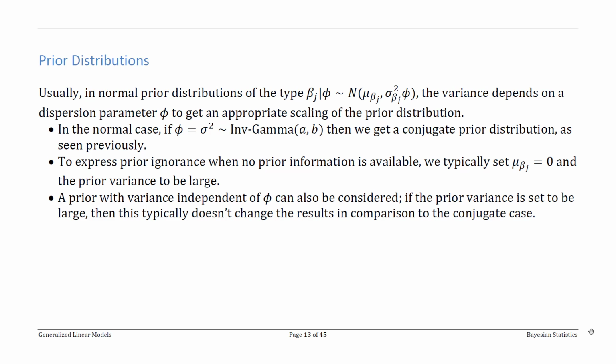So let's talk about prior distributions in the context of generalized linear models. It's very common for the prior distribution of our regression coefficients to be normally distributed with some mean and some variance that depends on sigma squared beta j, which is just some parameter that you get to specify, and then a dispersion parameter phi that depends specifically on the response distribution, the data distribution that you're working with.